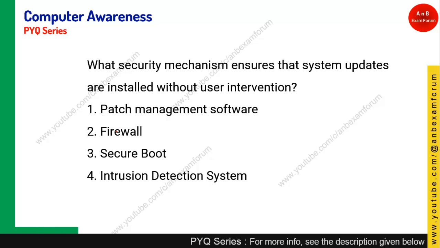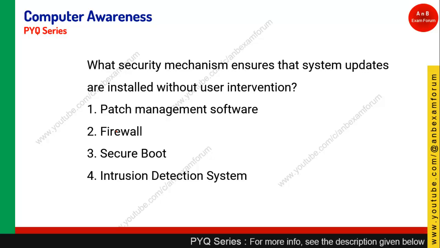Coming to the next question, it is again from security. What security mechanism ensures the system updates are installed without user intervention? Okay, you know that if software is delivered to the customer, sometimes we update our software. Instead of giving the whole software again, we give a patch. So basically the patch management software is going to be installed without user intervention.